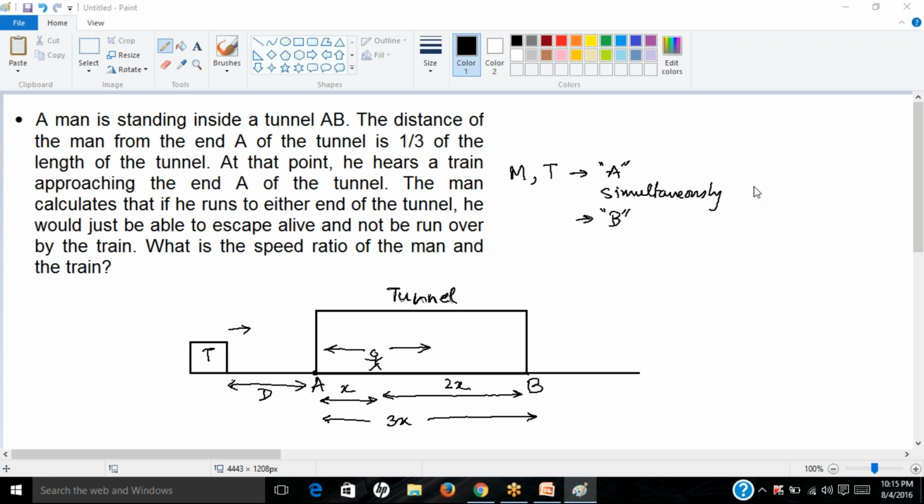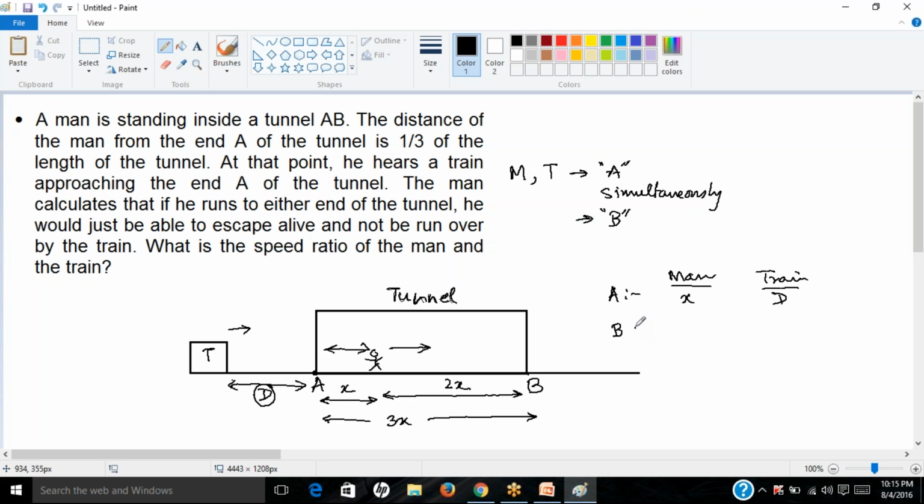So now think, if the man is running towards point A, then how much distance does the man cover? Covers X. And in that case the train covers how much? The train covers D. That's what we have in the diagram. If the man covers this distance X, the train covers this distance D.